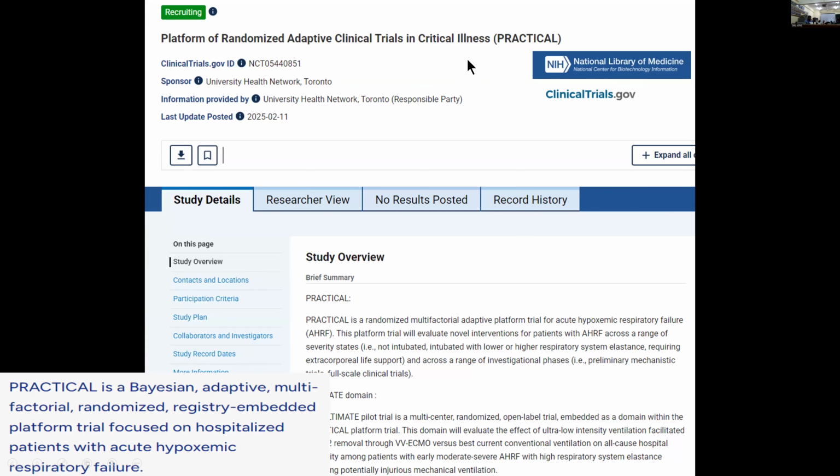A second one is called the practical trial, which is being done in the US and Canada. I don't know, maybe only Canada now after all political upheavals. But anyway, it's a similar kind of trial. Sorry, I make irrelevant jokes already.